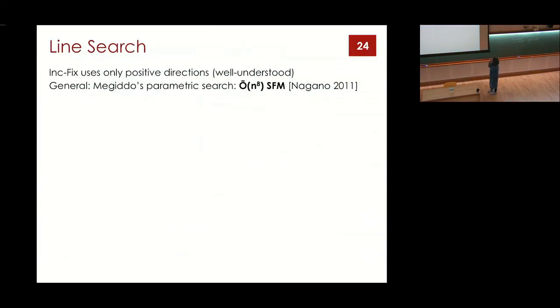And in Inc-Fix, as we saw, we were only increasing the gradients. So Inc-Fix only resulted in positive directions. And this was a case that was well understood. But it got us to this problem: what happens when my directions were not always positive and there were general directions? In that case, the best known algorithm was Megiddo's parametric search, which maintains a parameter lambda and tries to figure out at what point I get out of the submodular polytope. And that really used n to the 8 submodular function minimizations, which was very expensive.